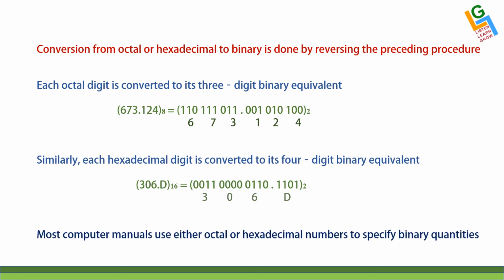Binary numbers are difficult to work with because they require 3 or 4 times as many digits as their decimal equivalents. Most computer manuals use either octal or hexadecimal numbers to specify binary quantities.